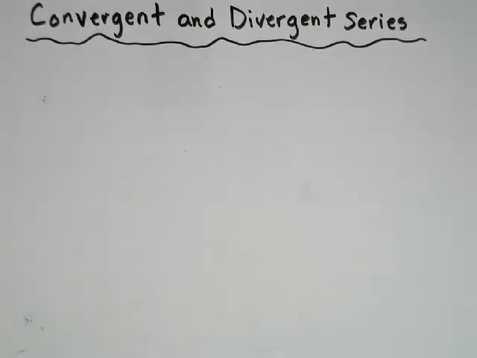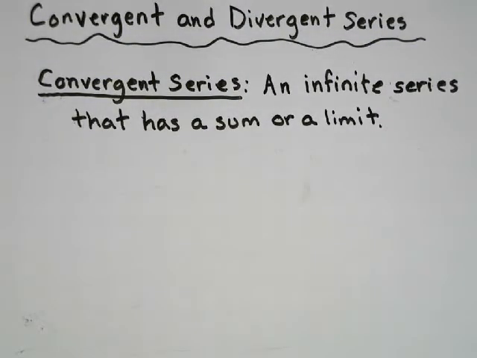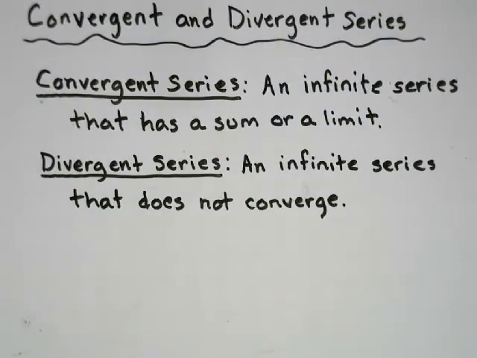All right, today we're going to talk about convergent and divergent series, and basically we will determine if a series converges or diverges. So first, a convergent series. A convergent series is an infinite series that has a sum or a limit. A divergent series is an infinite series that does not converge. So all infinite series fall into one of those categories. They are either a convergent series that has a sum or a divergent series that does not have a sum.